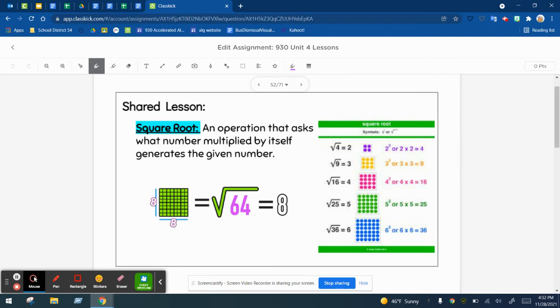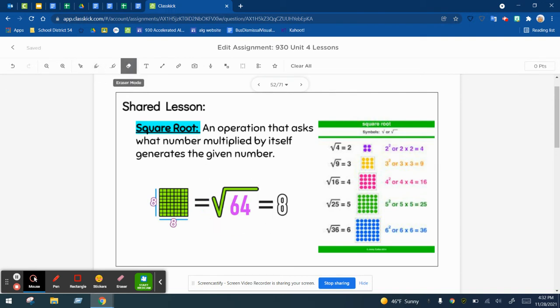Okay, so we're moving on to fractional exponents, so we're going to take a second to talk about square roots. Square roots are an operation that asks what number multiplied by itself generates a given number. So square root of 64 is 8 because 8 times 8 equals 64. So the same number multiplied by itself.